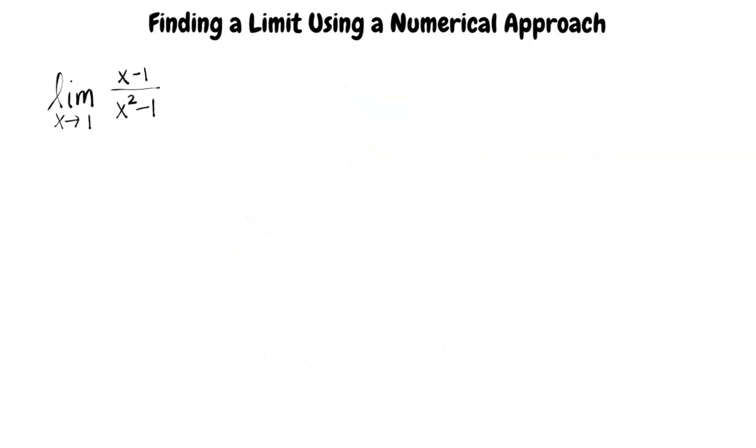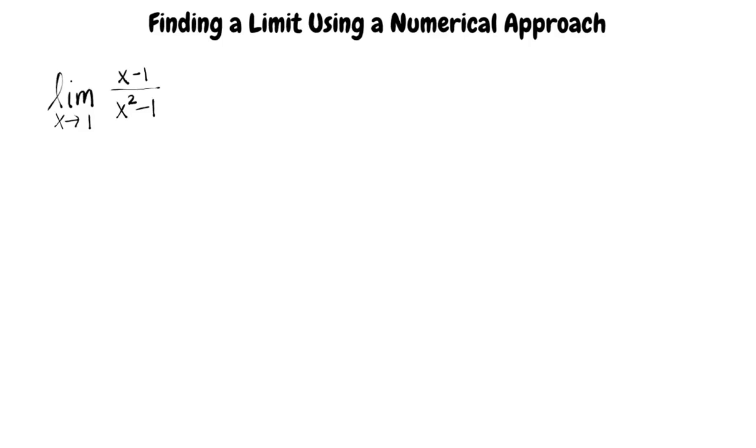Find the limit of x minus 1 over x squared minus 1 as x approaches 1. We notice that the function is not defined when x equals 1. But this does not matter because the definition of a limit says that we consider values of x that are close to 1 but not equal to 1. We will use the numerical approach to solve this limit.